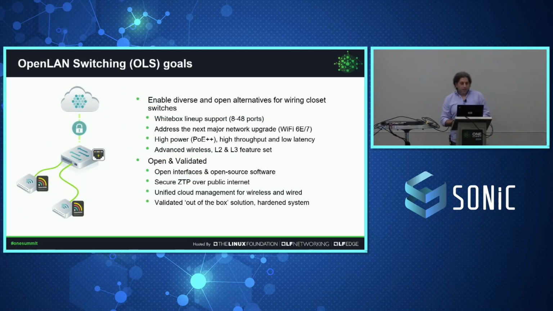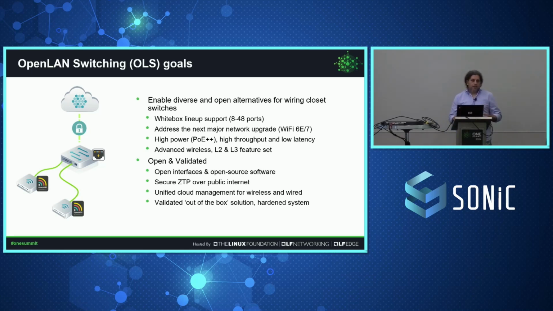Okay, so let's talk a little bit more about what OpenLAN switching is, and what it wants to do. I think the main purpose is to enable a more diverse and alternative way to wire closet switches. That means in order to support all the Wi-Fis that are going to be connected, you want to use PoE. And you don't need specific power connected to all those Wi-Fis. And we see a lot of use cases.